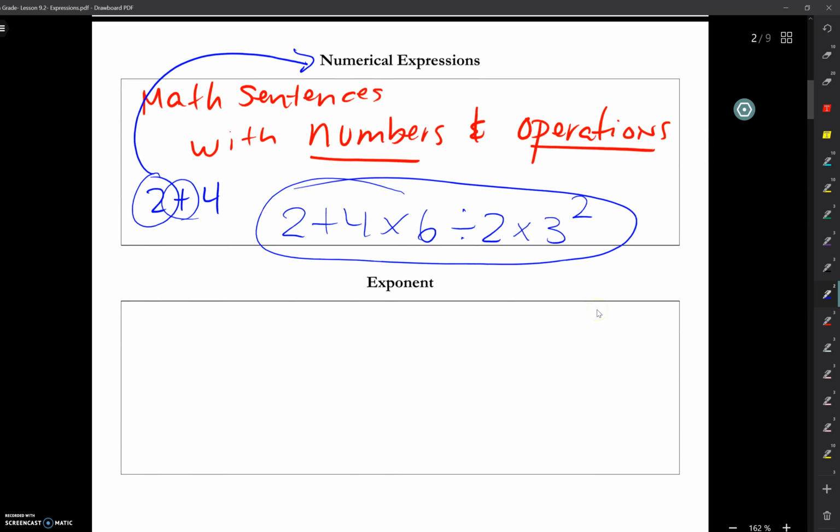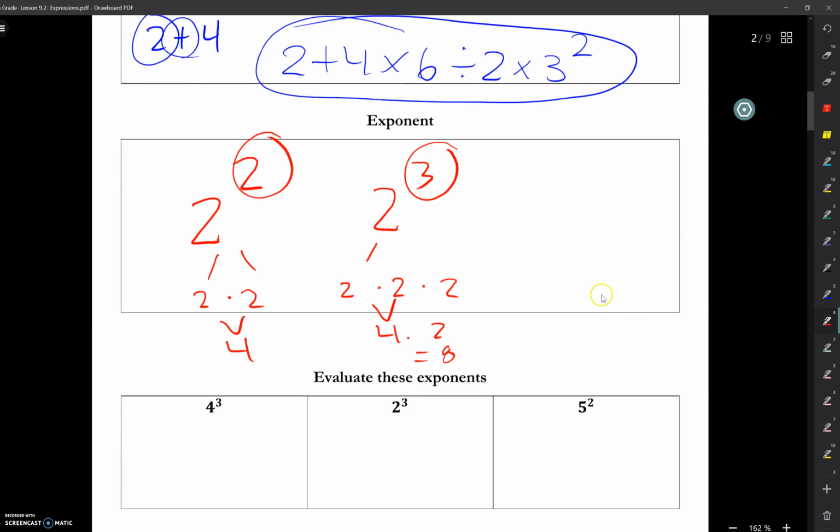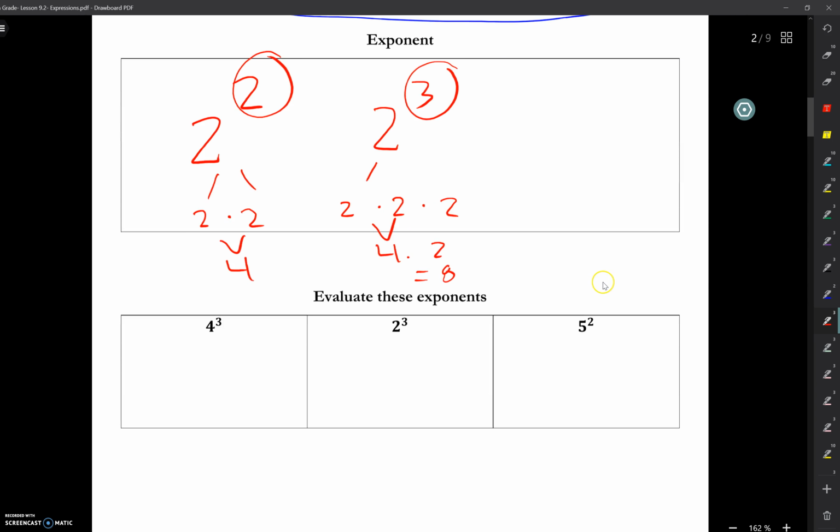Now remember, this is a review right here. Exponents. Exponent is 2 to the power of 2, which means 2 times 2, which equals 4. 2 to the power of 3 means 2 times 2 times 2, which is 4 times 2, which equals 8. And so an exponent has a power at the top. And so now go ahead and evaluate these exponents. So 4 to the power of 3, 2 to the power of 3, and 5 to the power of 2. You can pause your video, solve them, and then come back when you're done.